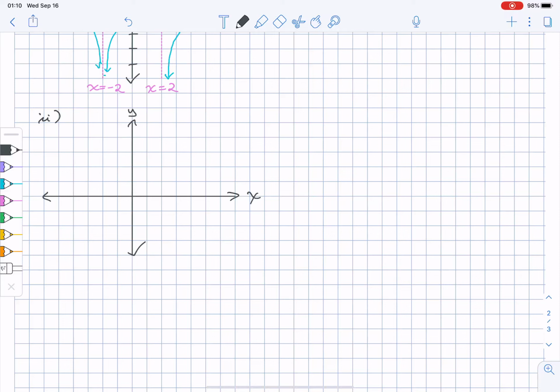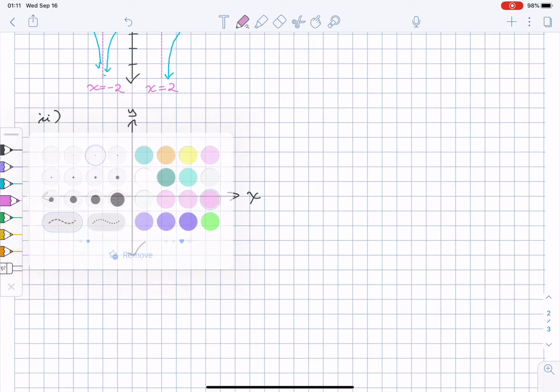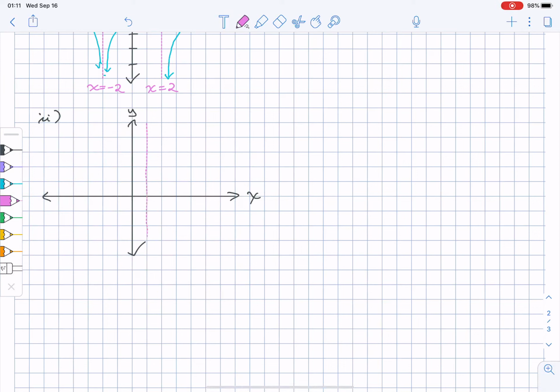X and y. Let's say now my asymptotes are maybe at 1 and 1, 2, 3, 4. So we have 1, 2, 3, 4, 5. And then 1, 2, 3, 4, 5. Okay, and let's say we have something that looks like so.